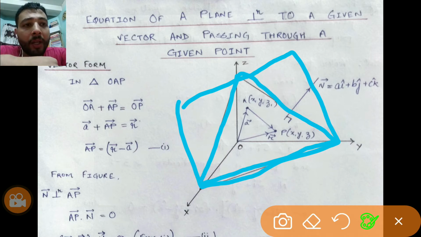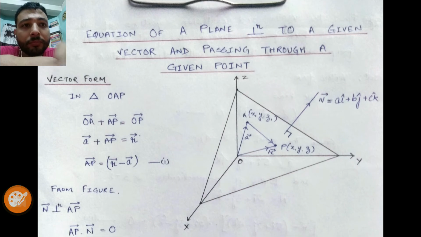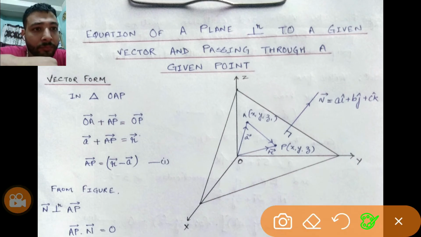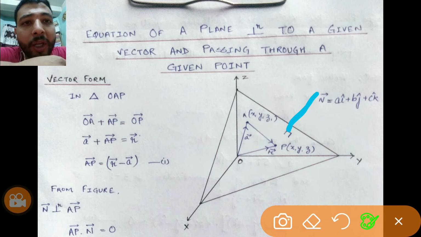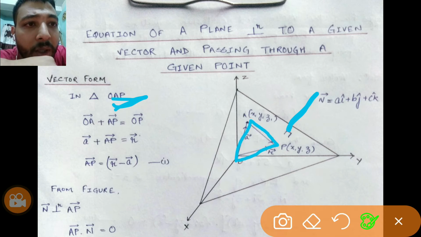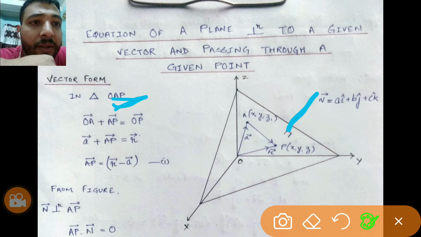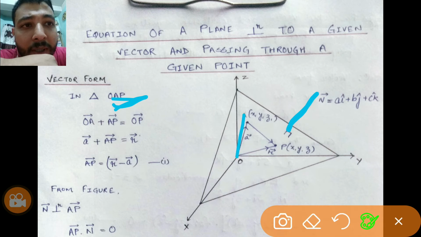Okay, now let's see. It's a very easy figure, because we already have a perpendicular here and we have a line here. If we have the dot product, then the relation should give us the equation of this plane. So in triangle OAP, you can see I use the triangle law of vector addition again. OA plus AP should be equal to OP, right? So I have written it here.